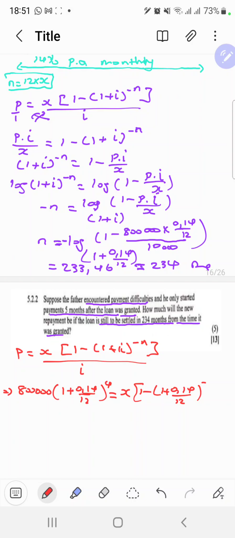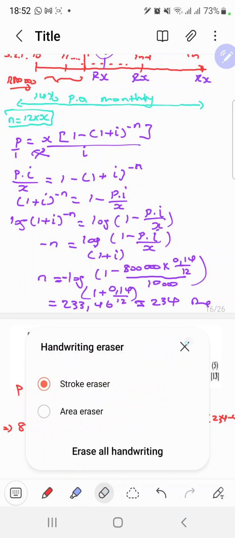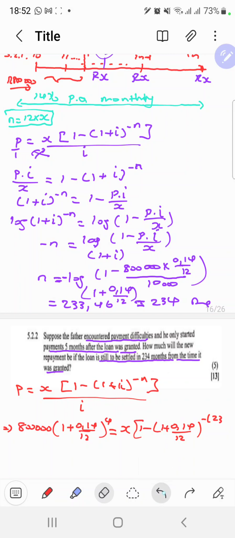So if we lose 4 months, that means from 234, we're going to subtract 4 months. So this is basically going to be 234 minus 4. Let me not even complicate it. Remember, if you've lost 4 months, you're only left with 230 terms to pay, because you've already lost time. And then of course this is all over 0.14 over 12.